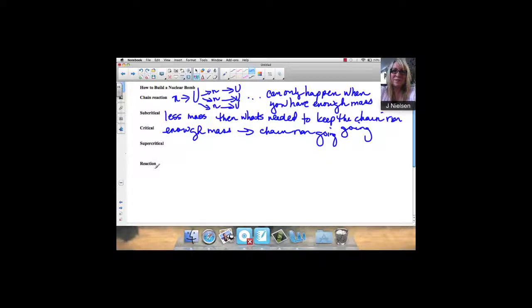And then we have supercritical, where this chain reaction speeds up to the point where it goes out of control. And the reaction is the reaction that you have there. It's the same one we've been talking about.